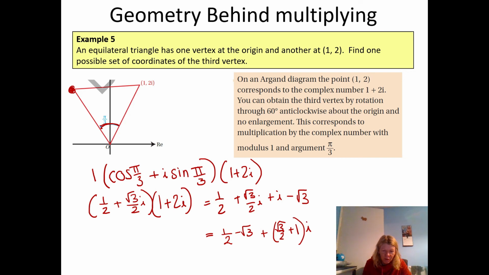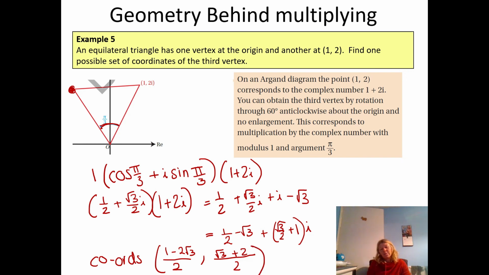And if you want to do it as coordinates, would you put them all over 2? Would you make it look better? You might, or it might not look any better. And if you write them all over 2 again, you get 1 minus root 3 over 2 and you get root 3 plus 2 over 2. There we go. Possible coordinate.